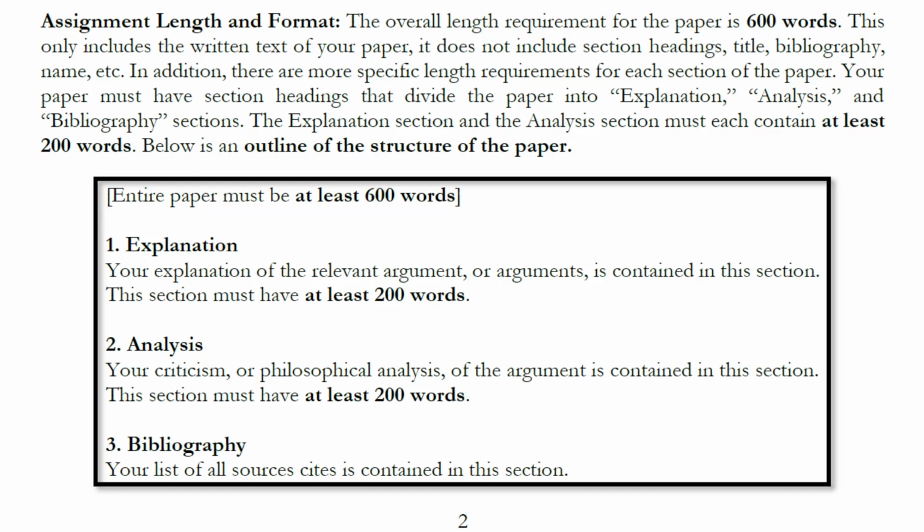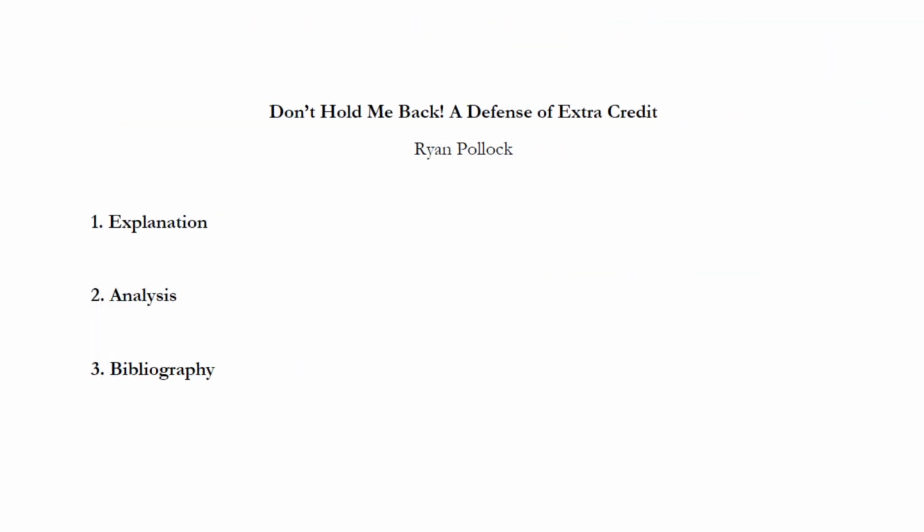You would not, for example, want to spend 590 words explaining the argument only to just have a single sentence in which you criticize it. So, each of these 2 individual sections must be at least 200 words, but again, these are just minimums. You are welcome to go past 200 words, and in fact, you would actually have to go more than 200 words in at least one of these sections in order to meet the overall word requirement of 600 words for the entire paper.